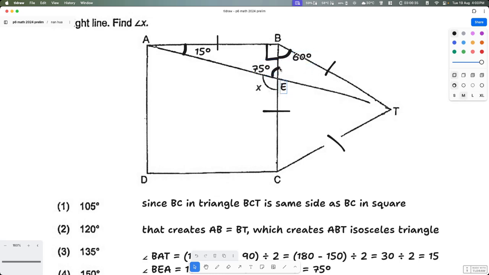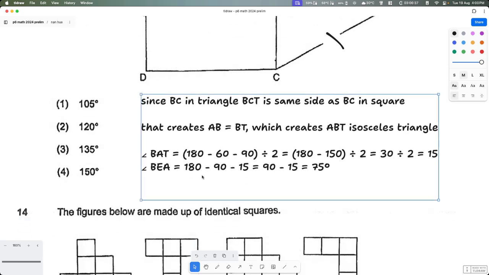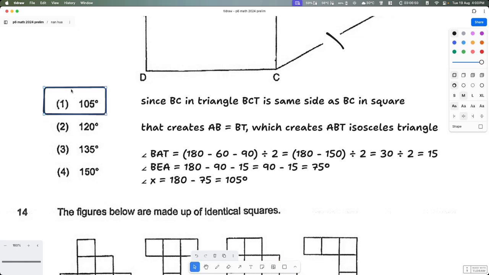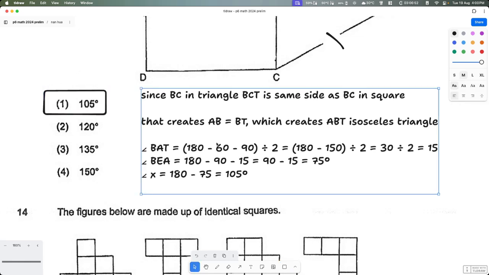Okay, then we can get X, which is basically 180. So angle X is equal to 180 minus 75, and this will give us 105 degrees. So the answer is option number 1. All right, let's move on to the next question.